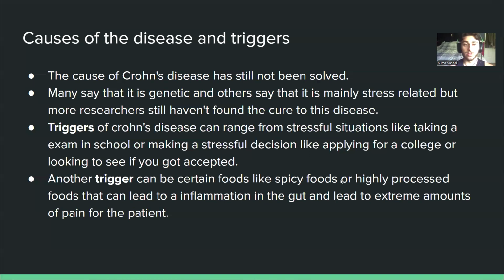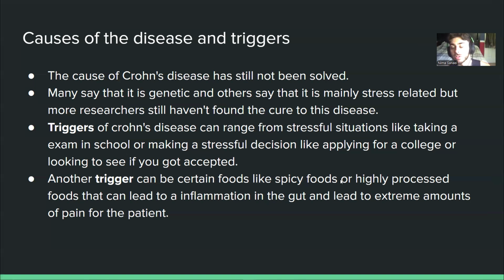Some triggers of Crohn's disease can range from stressful situations like taking an exam in school or making a stressful decision, like applying for college or seeing if you got accepted. Those small stressful periods are what lead to triggers and a lot of abdominal pain for people like that. And even in work-related situations, if you're under a lot of stress at work, you could trigger Crohn's disease and basically go into a flare-up.